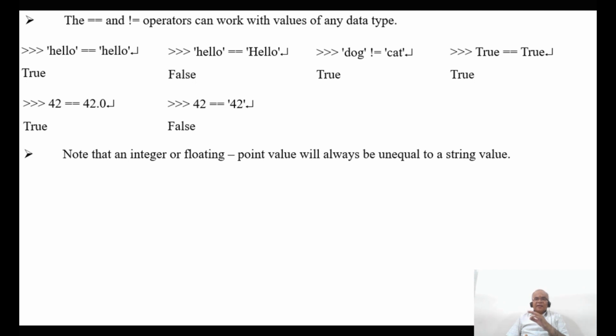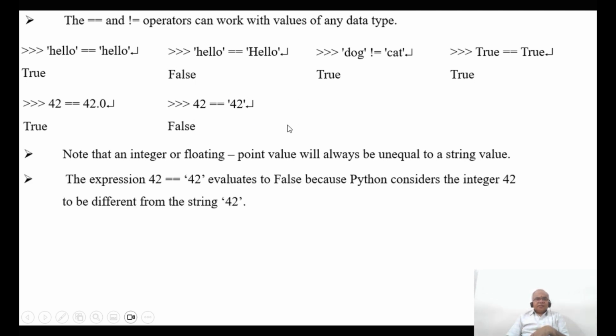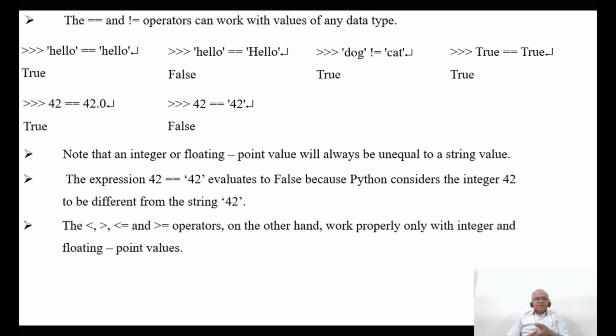Note that an integer or a floating point value will always be unequal to the string value. That means this is the one he is talking about. The expression 42 is equal to the string 42 evaluates to false because Python considers integer 42 to be different from the string 42. Similarly, the less than or equal to and greater than or equal to operators, on the other hand, work properly only with integer and floating point values.